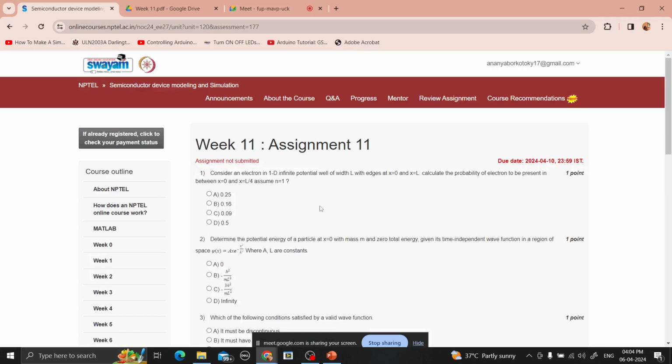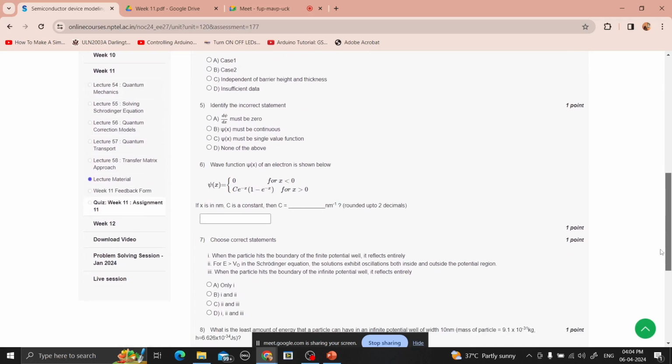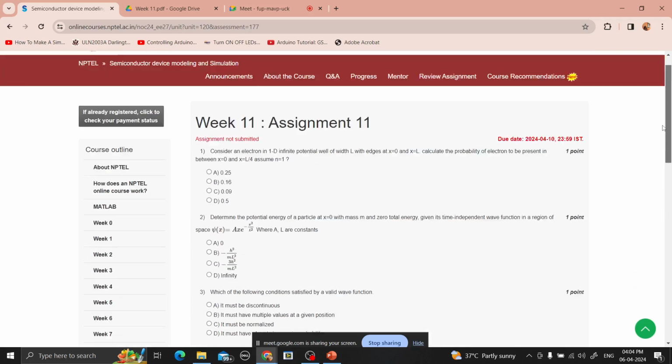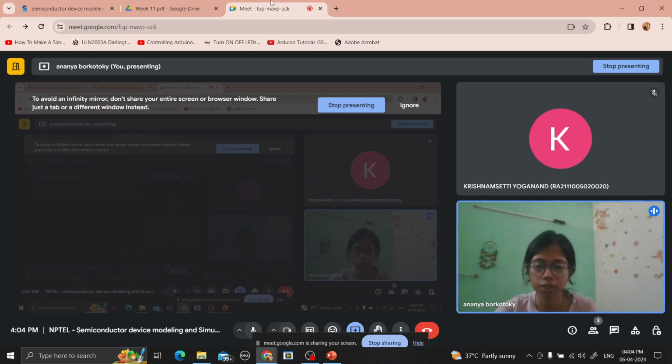You can see in the assignments, consider an electron in a 1D infinite potential well. So there are questions on the 1D potential well, and this kind of question will help you solve those. And about the exam, I have never seen the exam question paper, but it should be similar. The topics will be the same, those were covered, right? These topics are already covered in week 11.